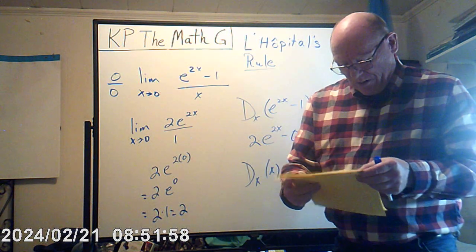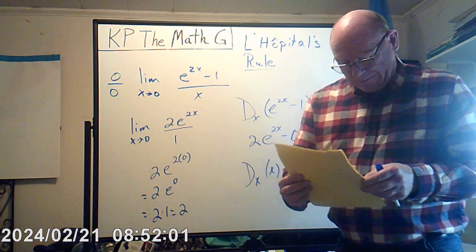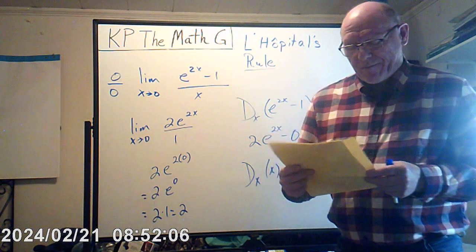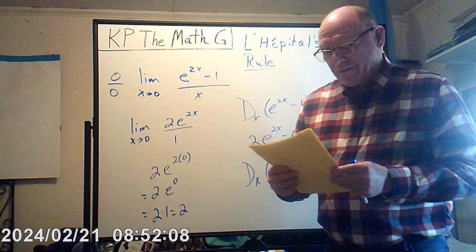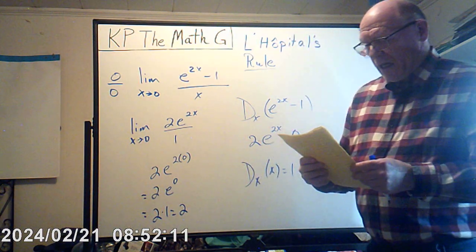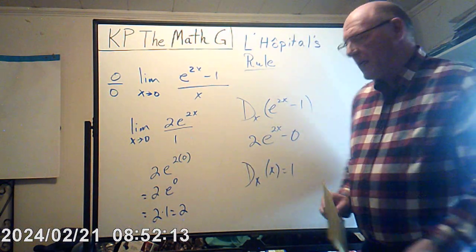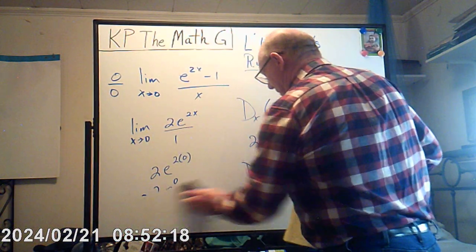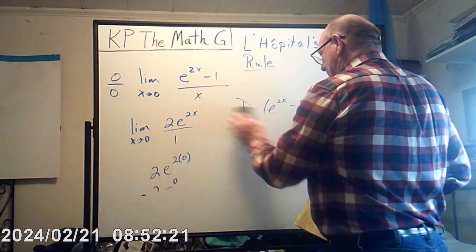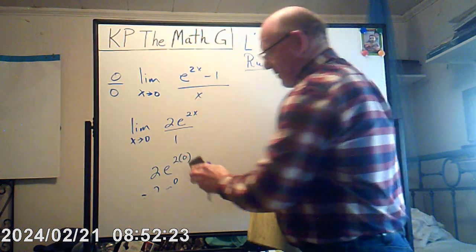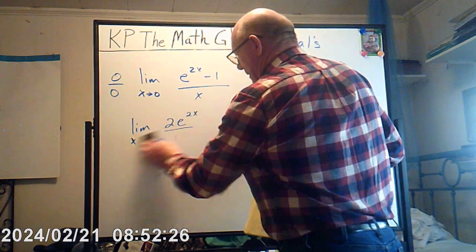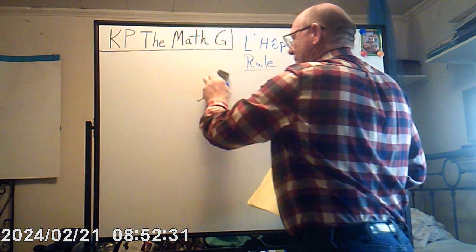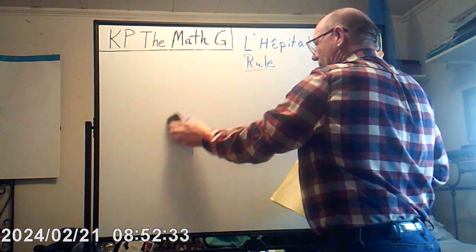I had another example like that, but let's move along quickly. There may be times when we need to do this more than once. Now, again, you always have to check if you have 0 over 0 or infinity over infinity. So if you had something like 0 over 2, then you can't apply L'Hopital's rule.